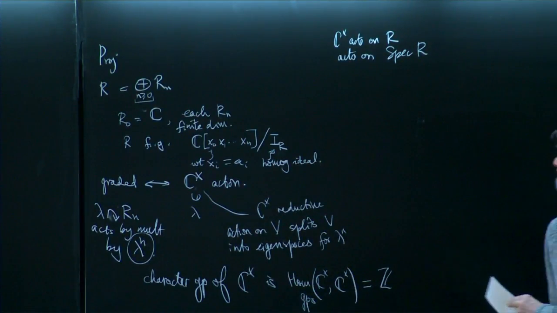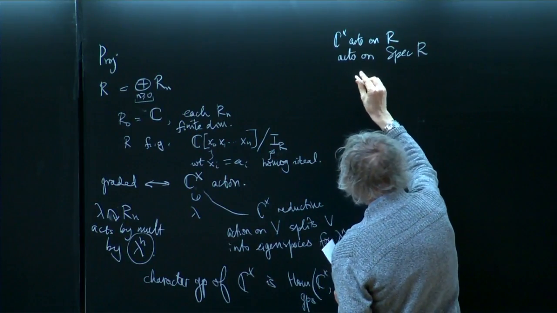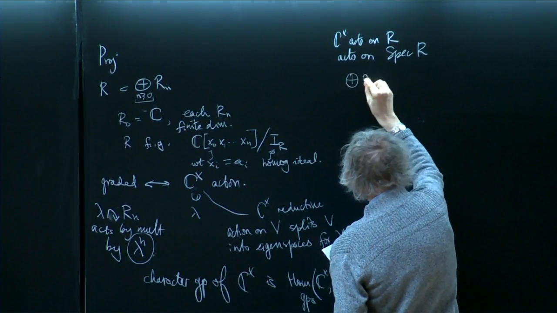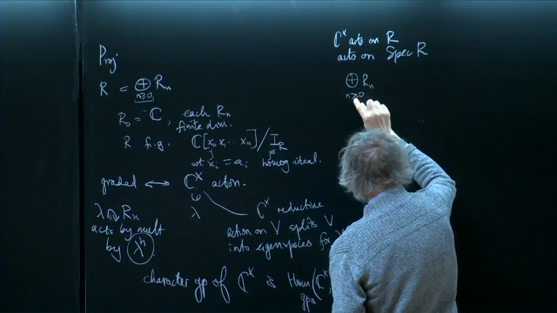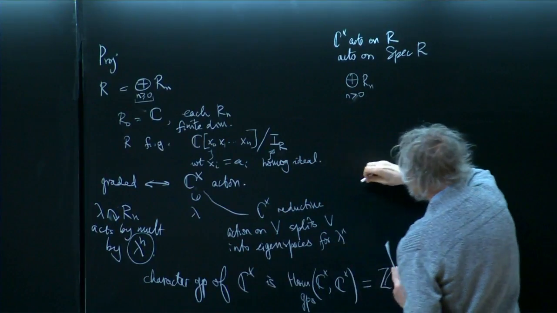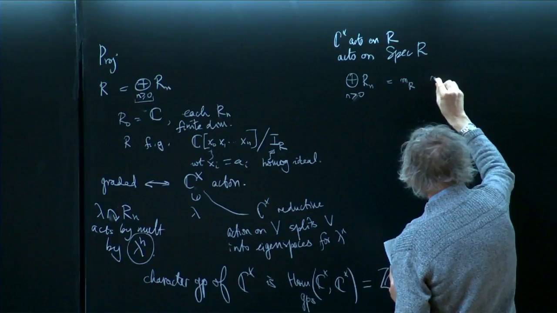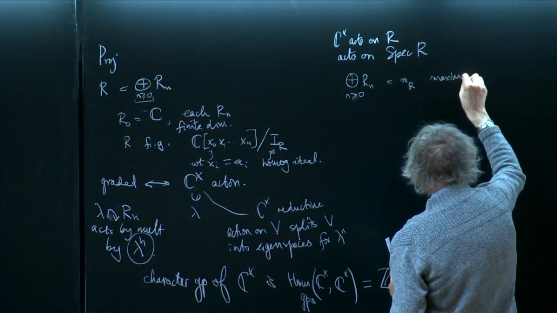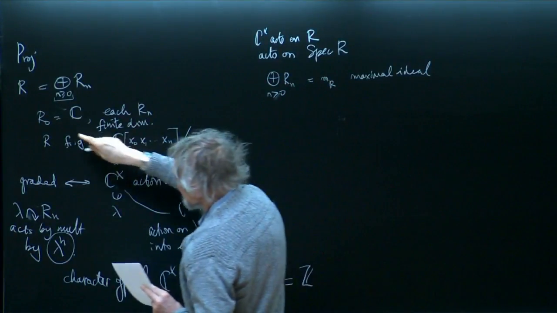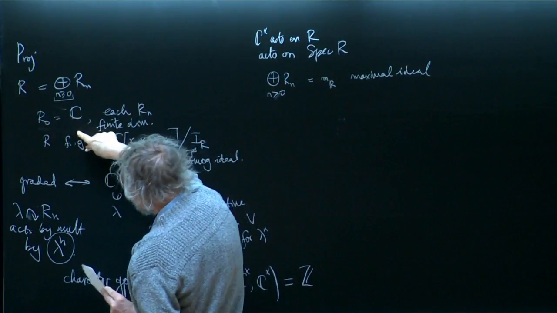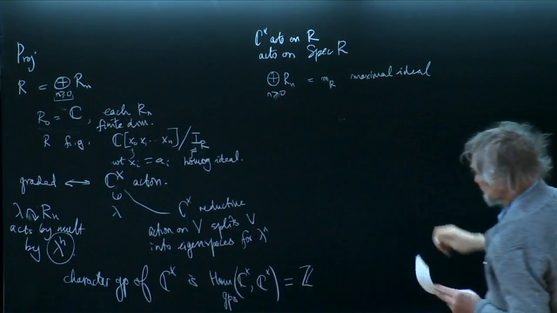Yes, and so there's one other little thing I need to say. If I say the direct sum of R_n, n strictly greater than 0, this is M_R, this is a maximal ideal. It's the kernel: if I take the whole of this and project to C, the kernel is this maximal ideal.